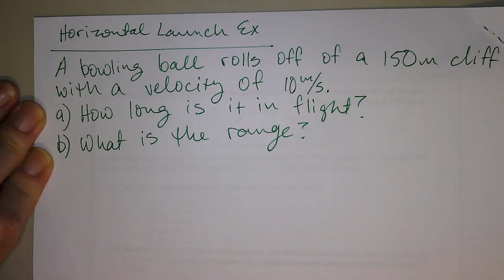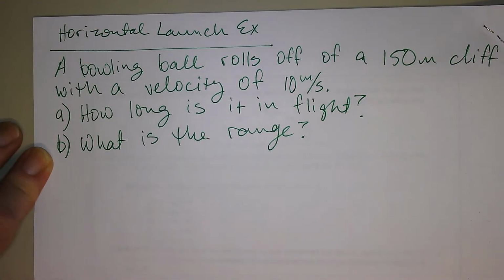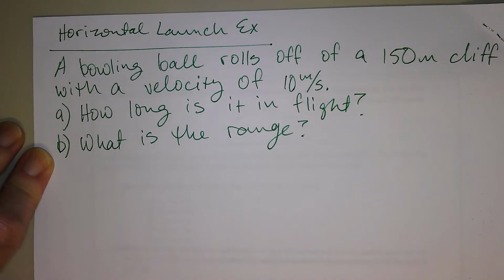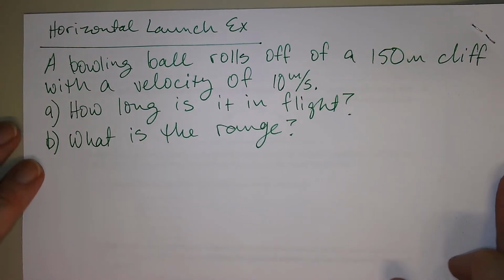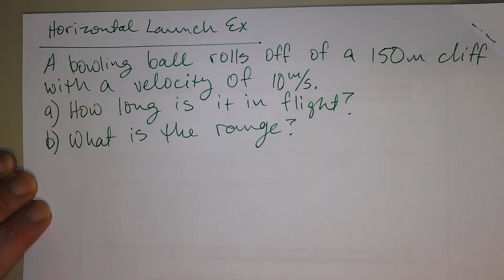Oh, well, let me do just a quick example question. I didn't realize there's no example question in your notes packet. Okay, so here's a pretty standard example. I just kind of made this up. This is just for the math portion. You have a bowling ball that rolls off a 150-meter cliff with a velocity of 10 meters per second. I want to know how long it is in flight and what the range is.